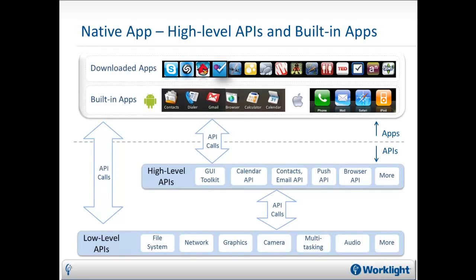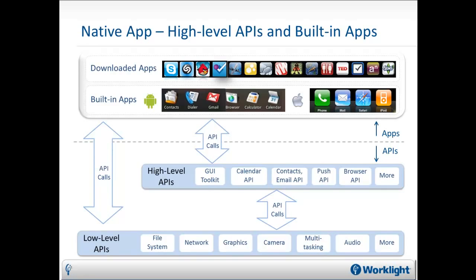First of all, the OS comes with built-in native apps that let users directly access those services. Each mobile OS comes with its own set of built-in apps. On this slide you can see a few examples from both Android and iOS. The other way mobile OSs expose those high-level services is by making them accessible to downloadable native apps. This is done by exposing high-level APIs that let the apps interact with those services.